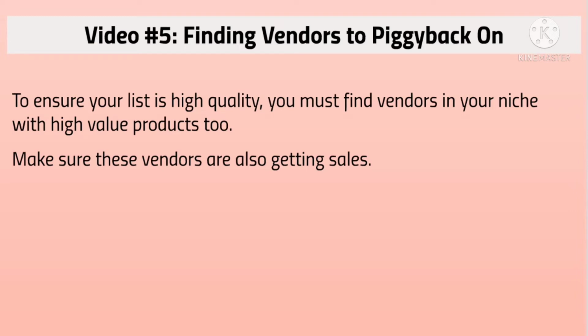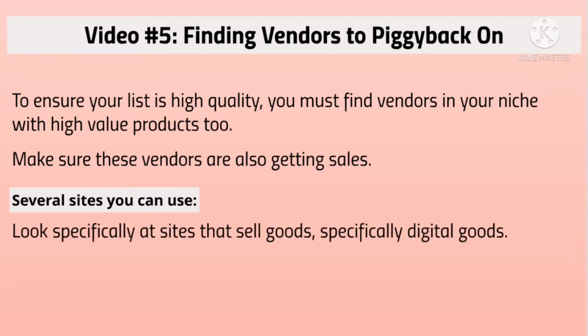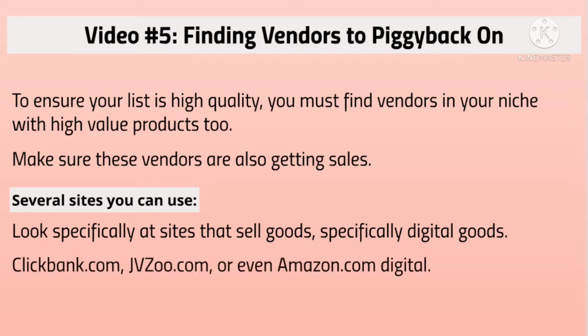So you want to make sure that the vendors are getting sales and are high quality. And there are several sites that you can use to find these vendors. Keeping that in mind, you want to look specifically at sites that sell digital goods, if you are selling a digital book, a digital video course, or something digital or intangible. You could technically look at sites like Amazon.com, but most of those are selling physical goods. That doesn't mean you can't convert your product into some sort of physical good. You could approach it that way as well.